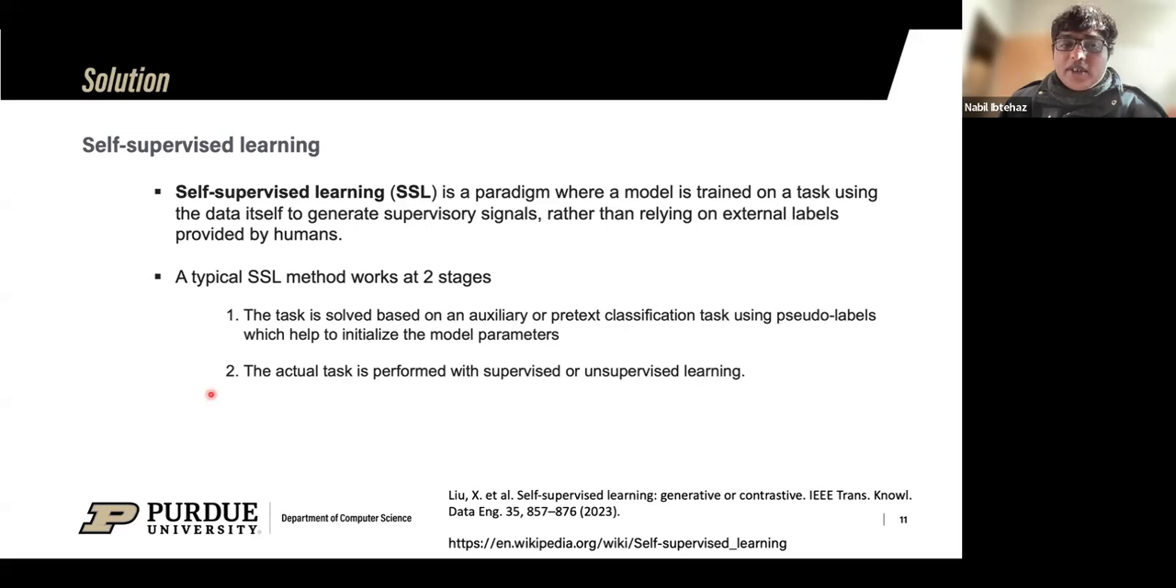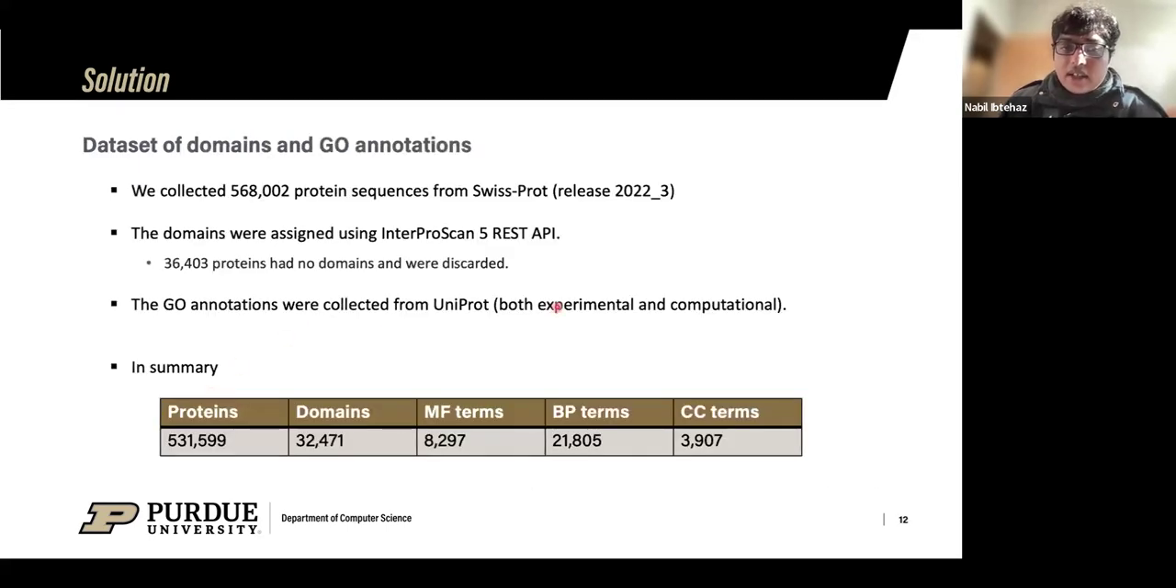So we thought of using self-supervised learning to understand the protein domains and their functions. In order to do that, we need a large database. So we collected the entire SwissProt database, the release of 2022-3, and there were a total of 568,000 protein sequences. We annotated those domains using the InterProScan 5 REST API. 36,000 proteins had no domains, so we discarded them. And we collected the GO annotation from UniProt. We considered both experimental and computational annotations.